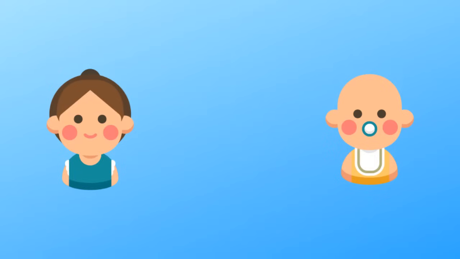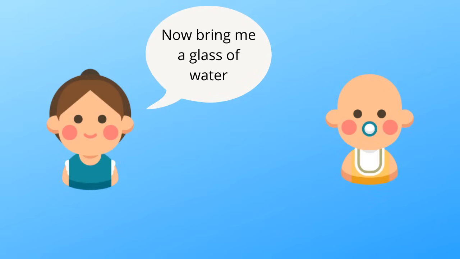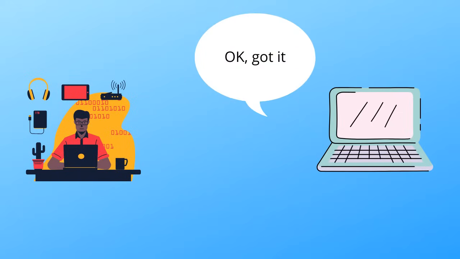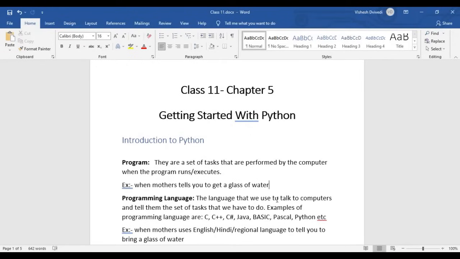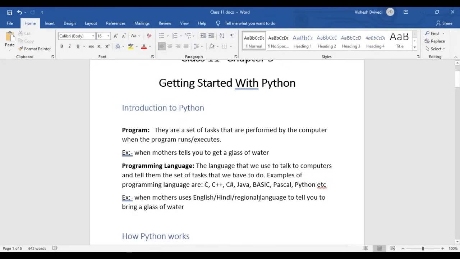Also, just like your mother would have taught you once in your lifetime how to bring a glass of water and then would have instructed you to do it, programmers also tell a computer how to perform an action and then the computer performs it every time it is told to do so. They do this by making programs, and that's what programmers do. They make programs. I hope that gives you an idea as to what a program is. In case you didn't understand, don't worry, you will get it as we progress through the chapters.